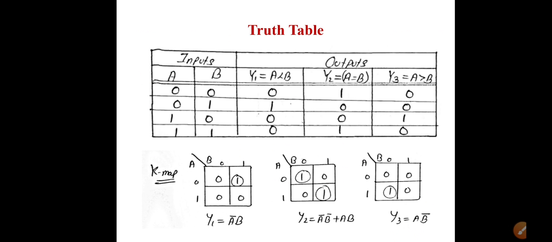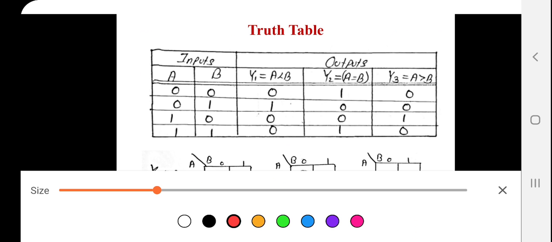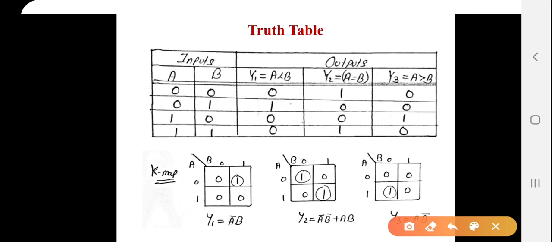So let's begin with the truth table. As you can see, we have inputs A and B, and since we have two inputs, we can have four possible combinations: 0 0, 0 1, 1 0, and 1 1. For producing the output, let me take the first case, y1 equals A is less than B.